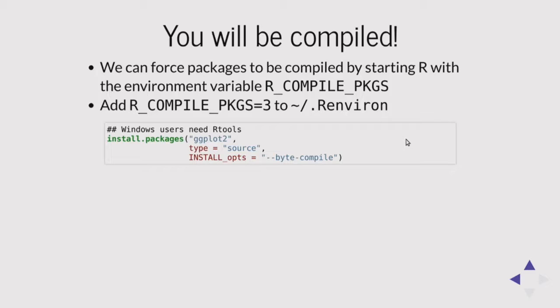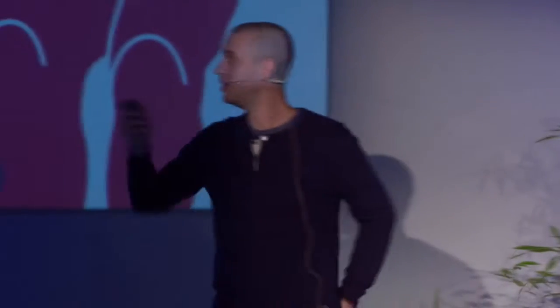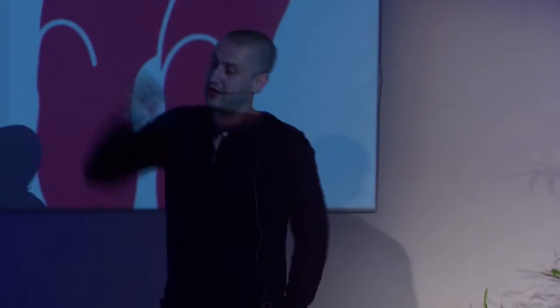System variables, not R code. Or this thing here, r_compile_packages equals 3. When you're compiling a package, there are 3 levels: 1, 2, and 3. If you're going to go for it, you might as well go full hog. So why bother with 1 and 2 when you can go for 3? So you just need to add that line in.